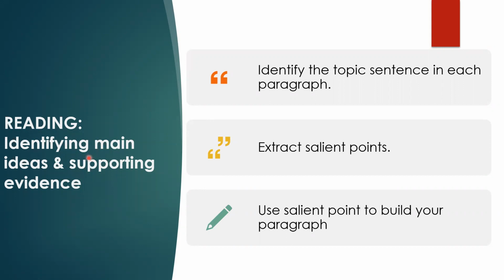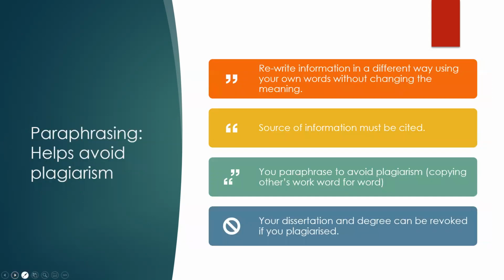So now let's look at reading, because we've talked about reading a little bit, identifying main points from other people's work. What you have to do when you are reading other people's articles is first identify the topic sentence. Once you identify the topic sentence, you extract salient points, which you can use to build your own paragraph. That is exactly what you are doing when you are searching for literature. The next aspect is paraphrasing, which helps avoid plagiarism.